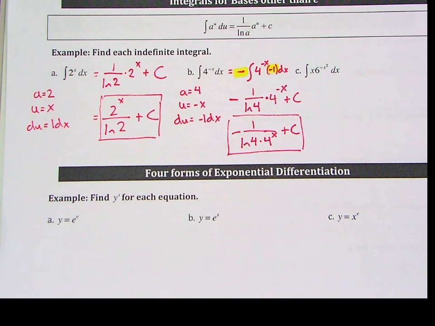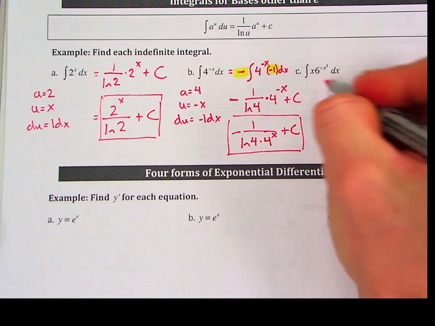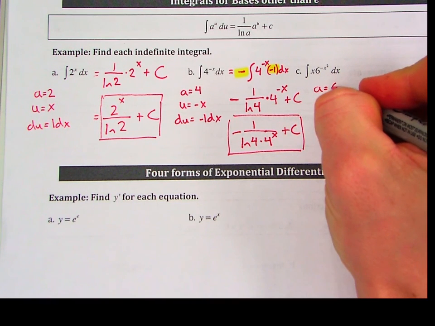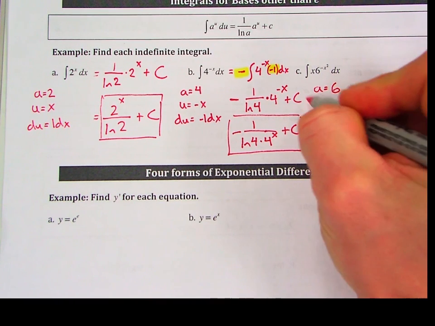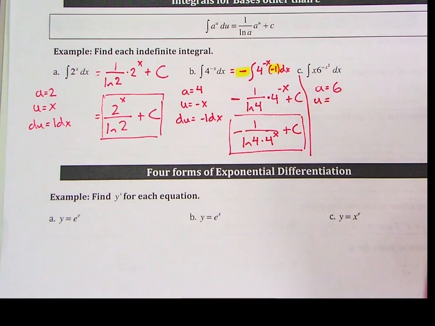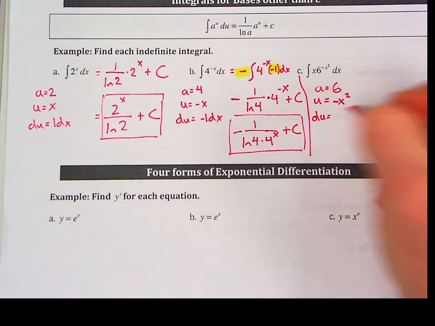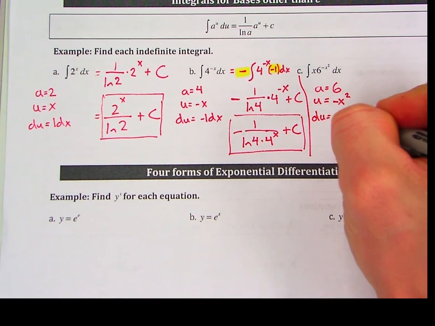Okay, in our next one, here we have the integral of x times 6 to the negative x squared with respect to x. Okay, so looking at this, what is our base? 6. So a is 6. And what do we want to let u equal? Negative x squared. So du is negative 2x dx.